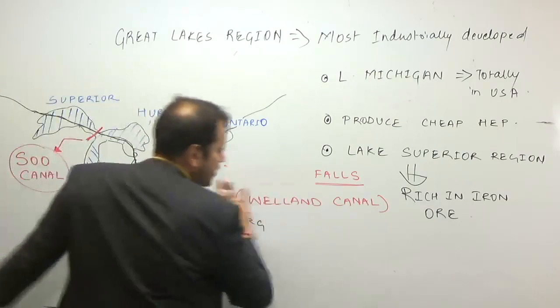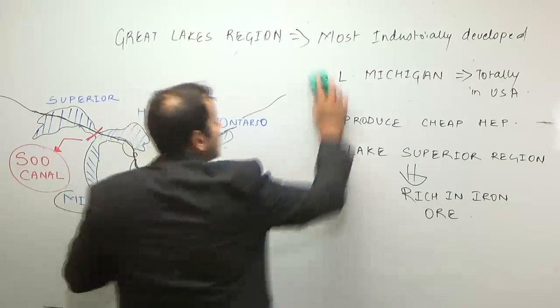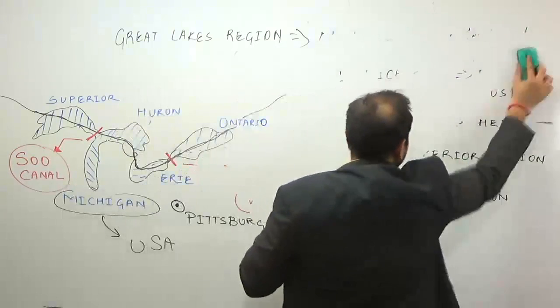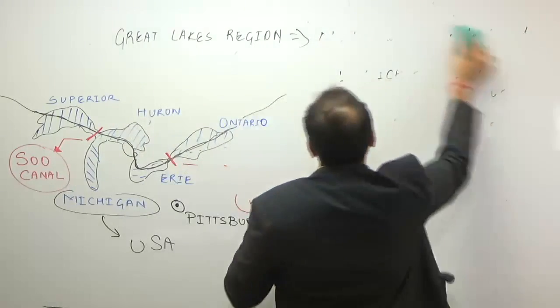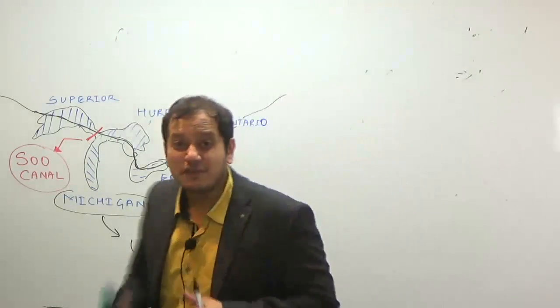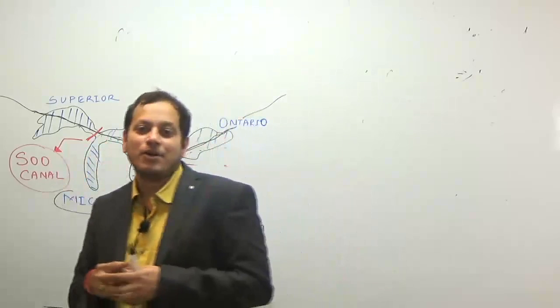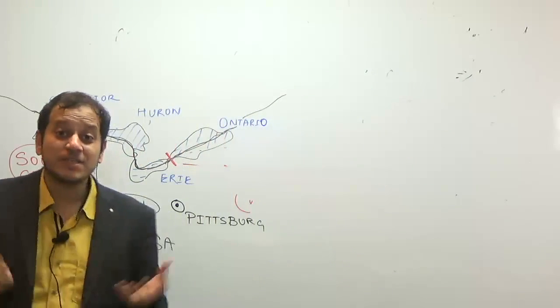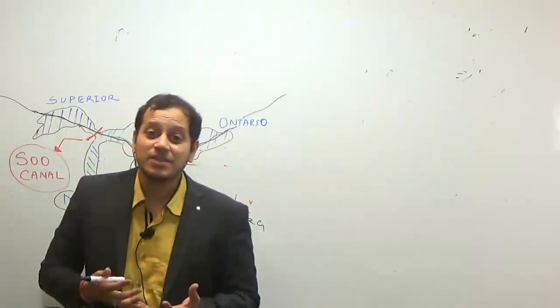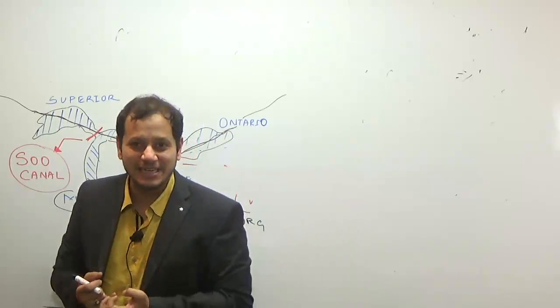Can you find the Pittsburgh region? Pittsburgh is where the first steel was produced in the world. And even today, it is the iron and steel capital of the world. So you remember, Pittsburgh is the iron and steel capital of the world. And iron and steel industry is the backbone of any industry. Iron and steel industry will attract ancillary subsidiary industries.